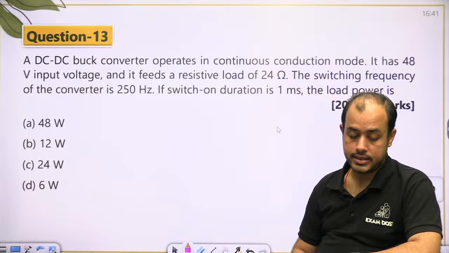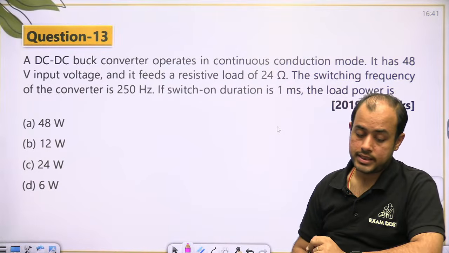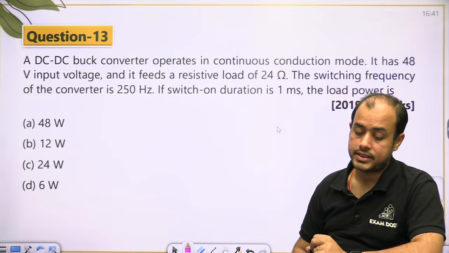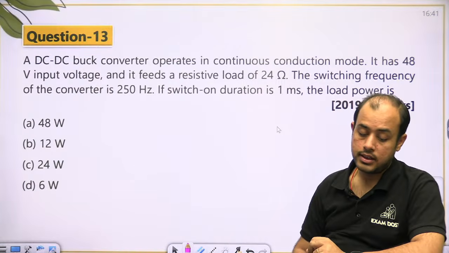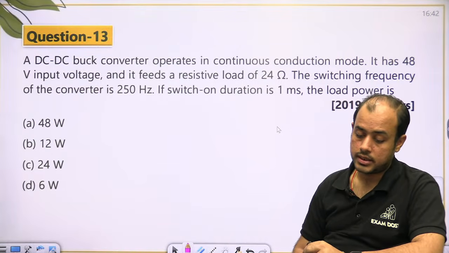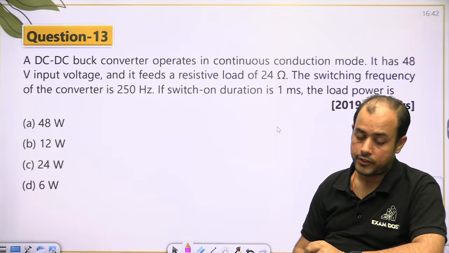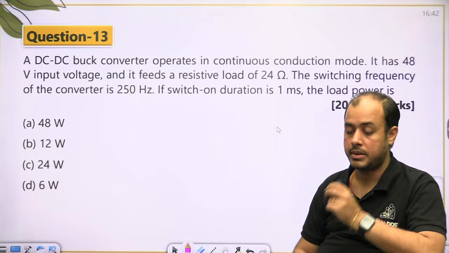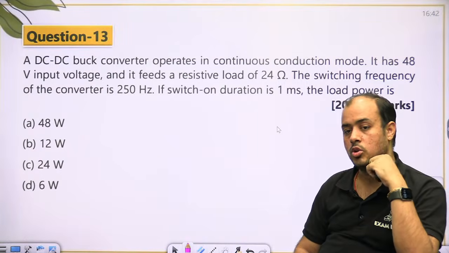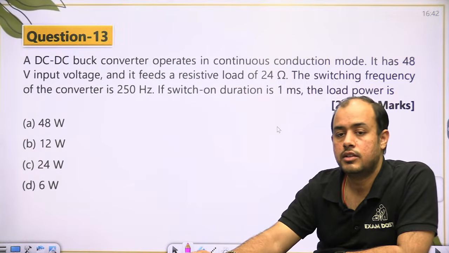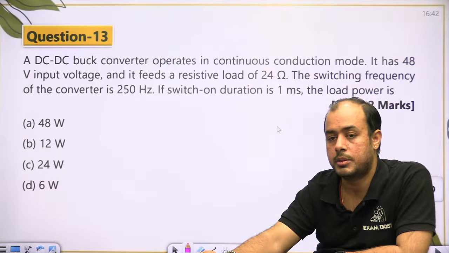चलिए ये ट्राई कीजिए. A DC to DC buck converter operates in continuous conduction mode. 48 volt input, resistive load 24, switching frequency is 250 hertz. On duration 1 millisecond. What is load power? What is the power absorbed by the load?